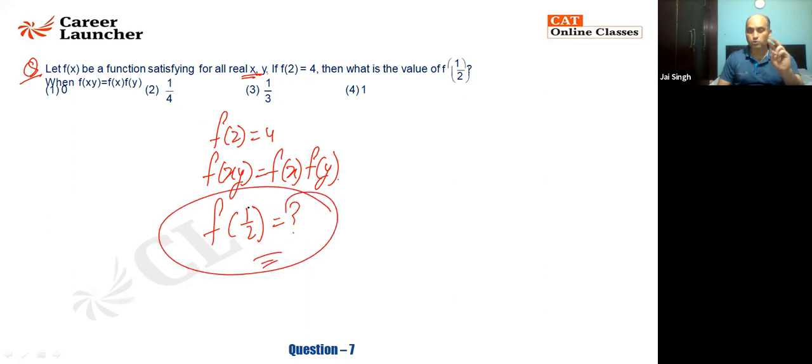There are two things given. One is f2 is equal to 4. Second is, if there are two numbers which are multiplying, f of the product of the two numbers is equal to f of the first one and f of the second one. Both of them are coming out to be equal. From that, you need to find out what is f half. Fine. Give me the answer.